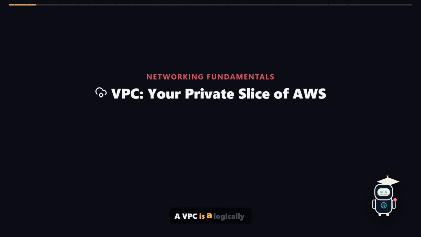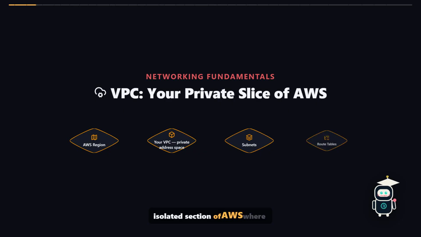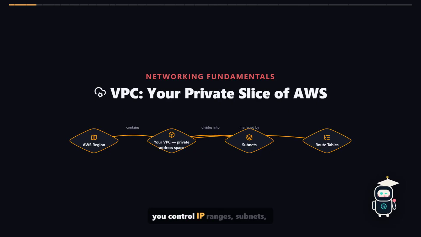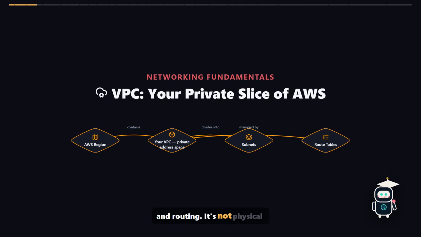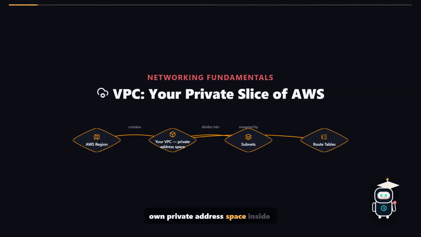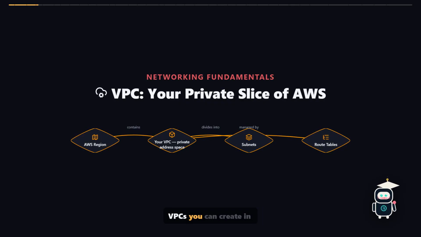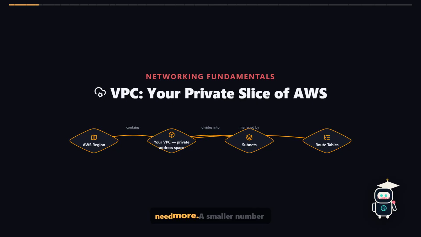A VPC is a logically isolated section of AWS, where you control IP ranges, subnets, and routing. It's not physical hardware. Think of it as your own private address space inside AWS. AWS sets a default limit on the number of VPCs you can create in a region, and you can request an increase if you need more.